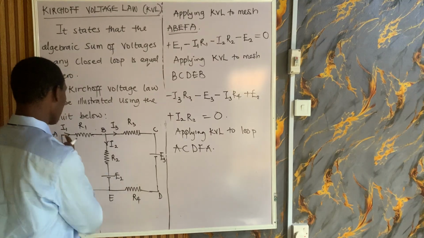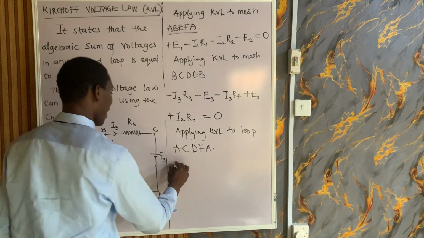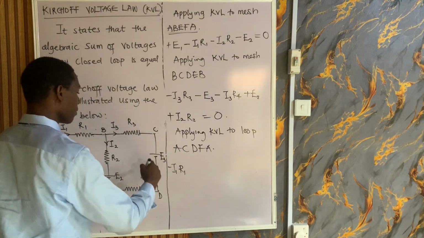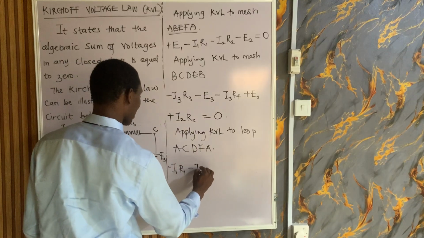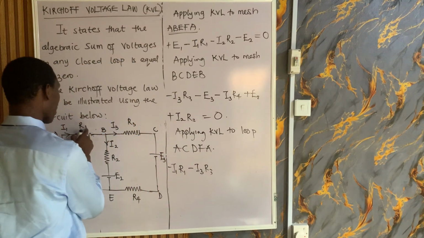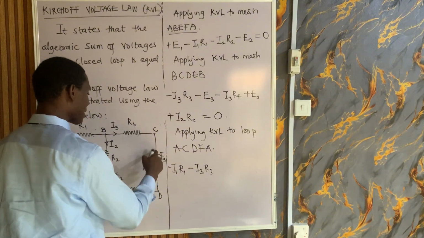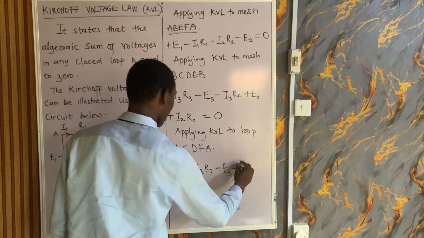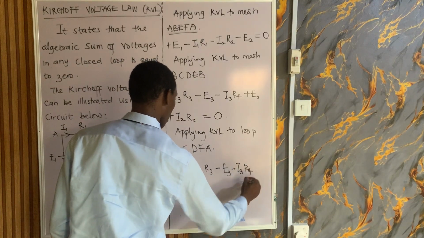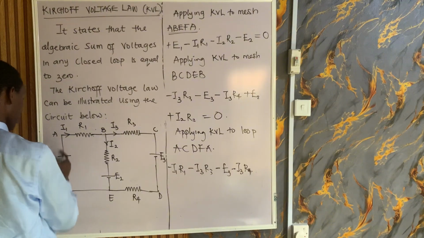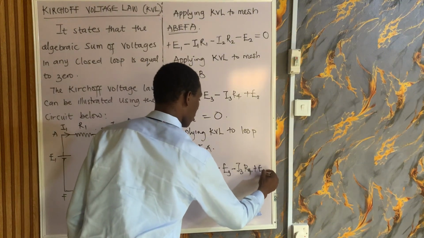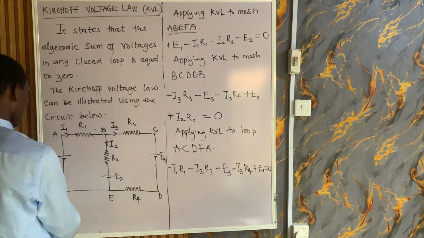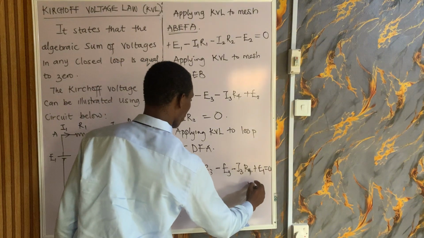Now let's take this one now. For this one now, let's start from A to B. It will be I1 R1 but negative, and then from B to C now, it will be minus I3 R3. When I get here, it will be minus E3. Here it will be minus I3 R4, and then nothing here, and then from here E1, it will be positive E1, equal to 0. So that's for this loop ACDFA. So this happens to be our third equation.